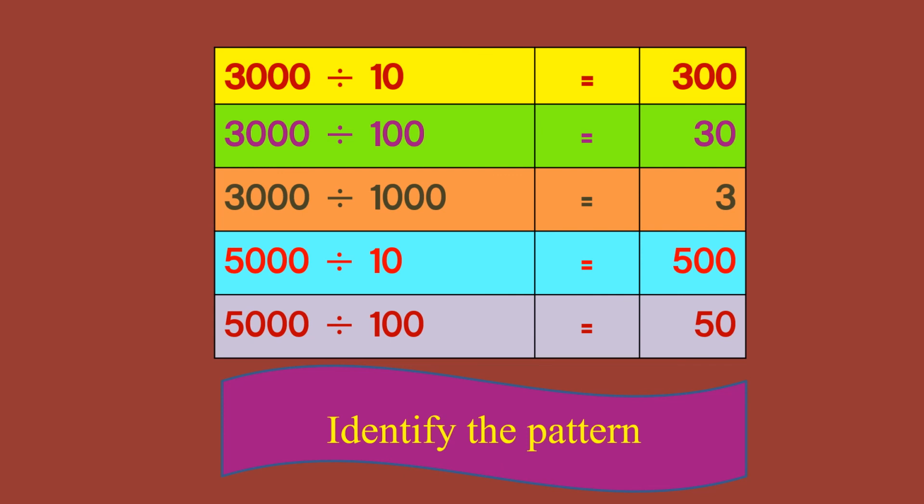5000 divided by 100. Since 100 has got 2 zeros, I'm going to omit 2 zeros from 5000. So 5000, when you omit 2 zeros, it becomes 50. So the answer is 50. So when identifying the pattern, you can easily find the answer for these questions.